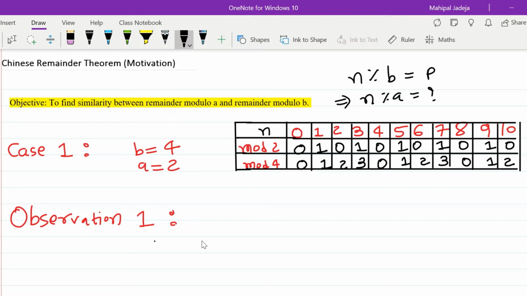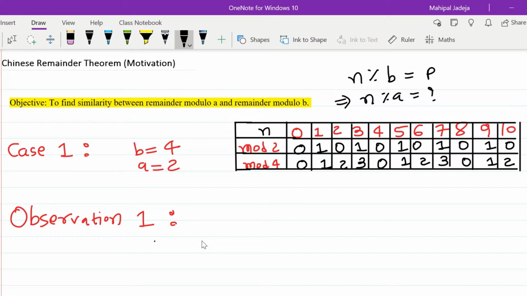So now let's consider the first case where I'm taking the value of b equal to 4 and the value of a equal to 2, and I have considered 11 different values of n starting from 0 to 10, and you can check the corresponding remainder values. So if I take 0 modulo 2, then I will get 0. Similarly, 1 modulo 2 is 1, 2 modulo 2 is 0, and so on. Similarly, with respect to modulo 4 operation, 0 modulo 4 is 0, 1 modulo 4 is 1, 2 modulo 4 is 2, 3 modulo 4 is 3, 4 modulo 4 is 0, and so on.